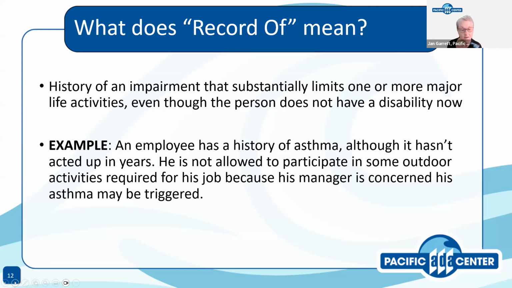An example could be an employee who has a history of asthma, although that asthma has not acted up in years, but he is not allowed to participate in some outdoor activities required for his job because his manager is concerned his asthma may be triggered. If those are essential job functions, which we will learn about later, he could lose his job because he's not allowed to participate in them, even though he could easily do so, and the asthma is not currently active. So he is somebody with a record of an impairment, and he is covered by the ADA.